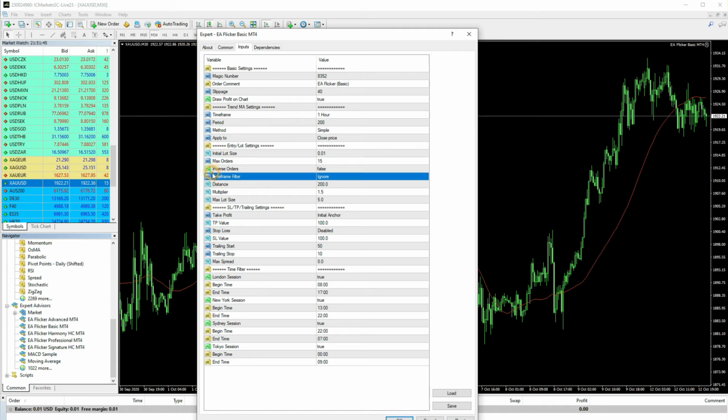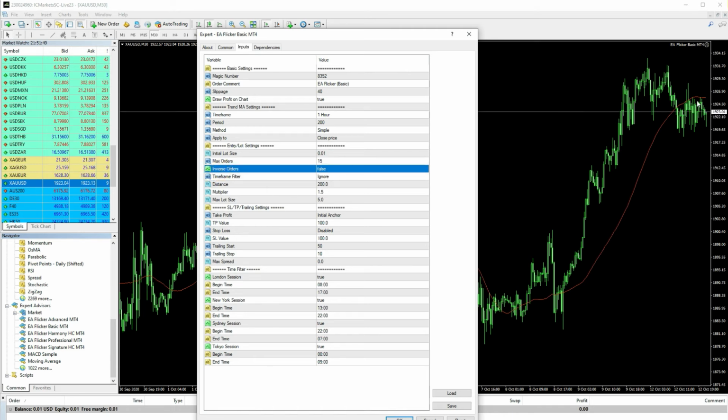Now inverse orders, we have touched briefly just now. If we look back at the chart, it should be a sell. But if we have this inverse set to true, instead of sell, we open the buy position. So that's what this means.